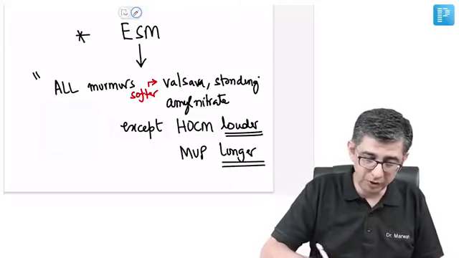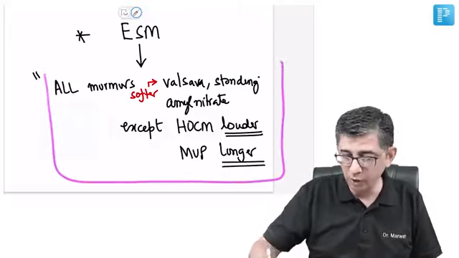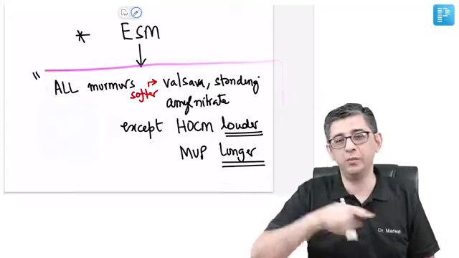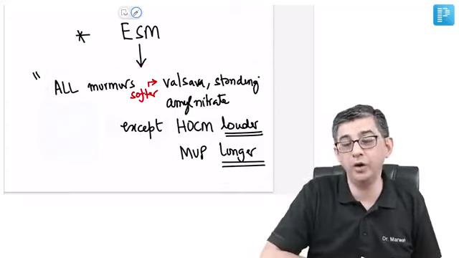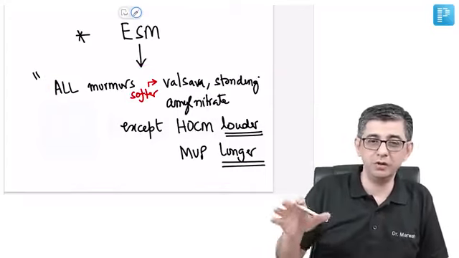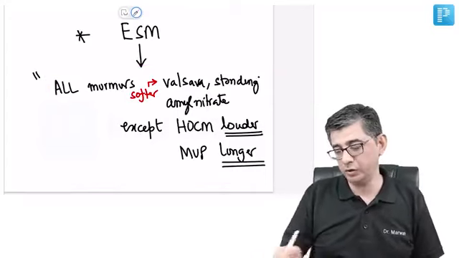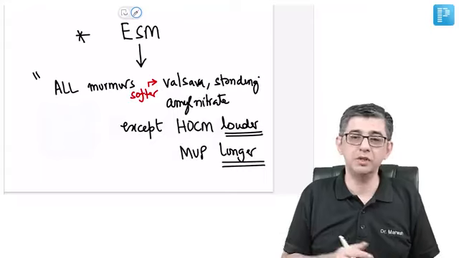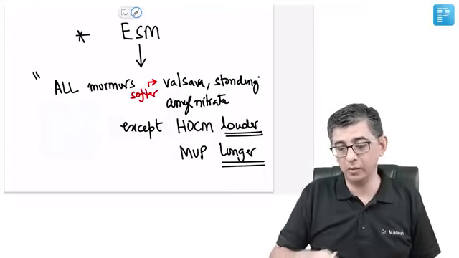So do remember this statement. In fact, I would suggest you to once for yourself write down this statement so that this gets imprinted into your memory. All murmurs decrease with Valsalva, standing, amyl nitrite, except HOCM and MVP. The situations which I mentioned are the louder part and the longer part.